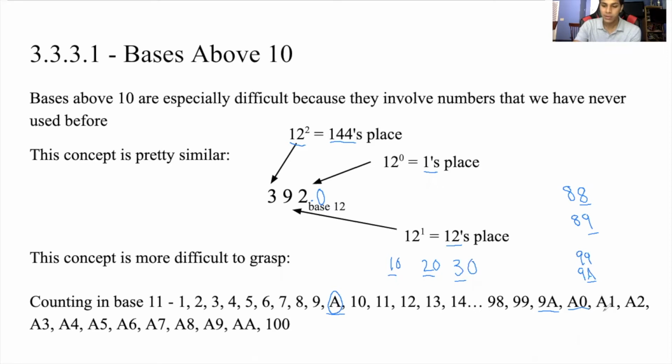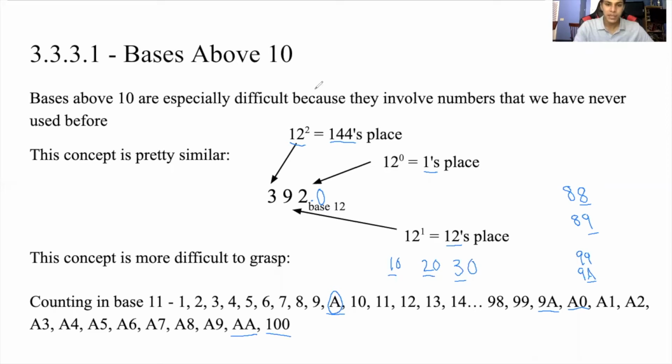And then you count up normally, so you go A1, A2, A3, A4, A5, A6, A7, A8, A9. And before you can go to 100, you have to go to AA, because after 9 comes A. And then after AA, you go to 100.